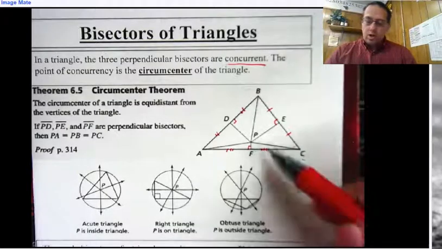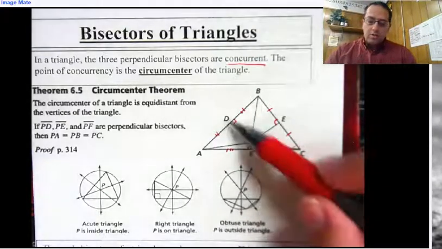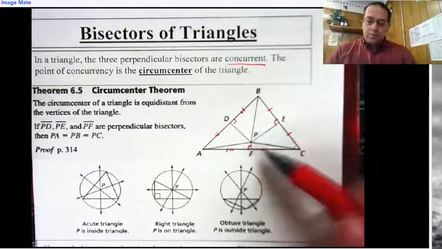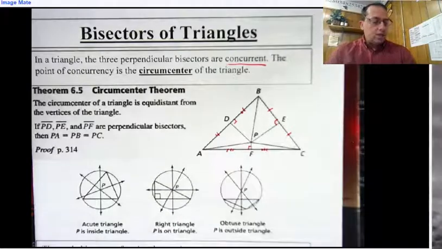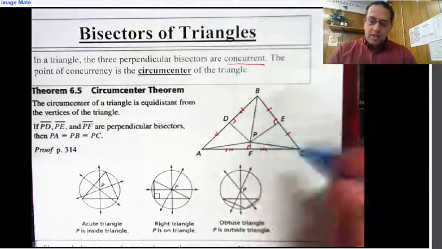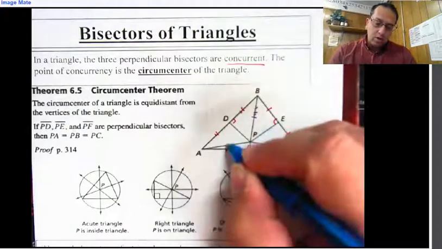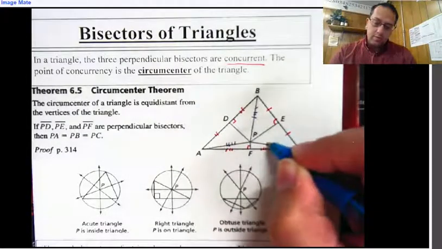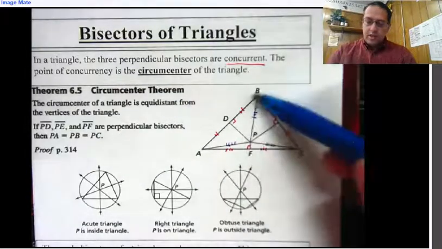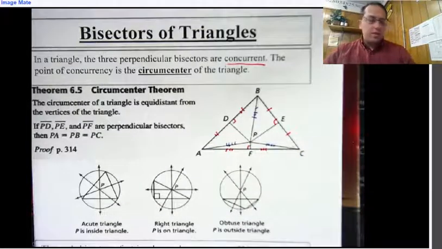of the segment, right? Which means point P is equidistant from B and C. But it's also on this perpendicular bisector, which means that it is equidistant from A and B, and it is on this perpendicular bisector, so it's equidistant from A and C. So what that means is the circumcenter is going to be equidistant from all three vertices. All right. So the distance from P to B is the same as it is from P to C. It's the same distance from P to A. Okay. And this is the circumcenter.